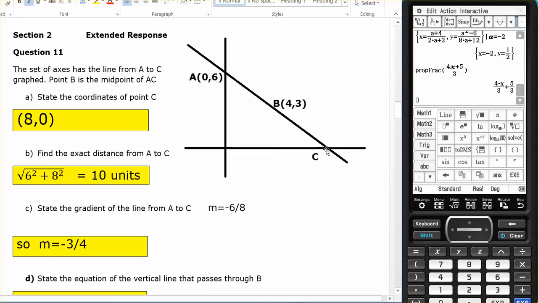Well, point C, I know that the y coordinate is 0. The x coordinate, I can work it out that I go from 0 to 4, and if it's the midpoint, therefore I'm going to be across at 8.